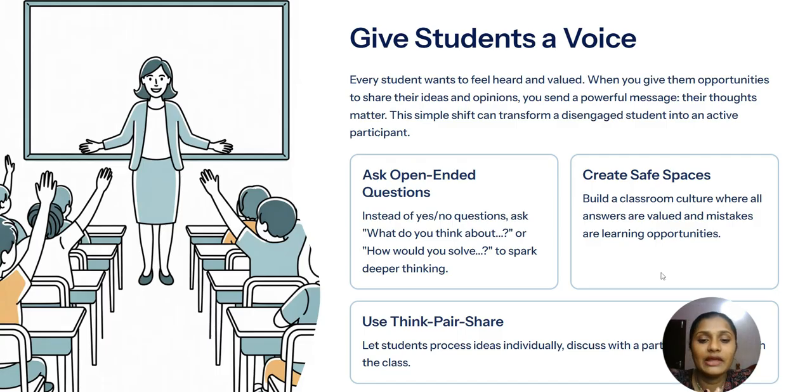Think, pair, share. That is, let students process the ideas individually. Then they discuss with their partners. You can group them, like two people can combine together and discuss with the partner, and then share the thing with the whole classroom. So use that method of teaching. So they will have a voice of their own. This will automatically make them engage in the classroom.